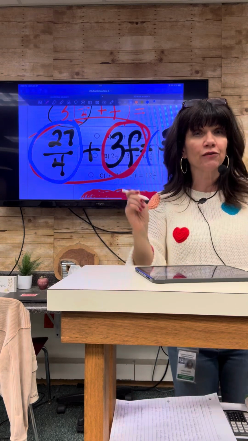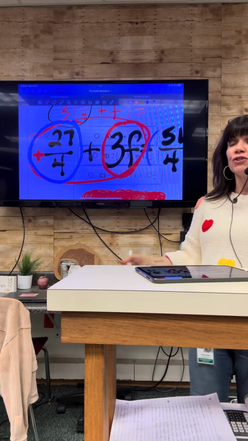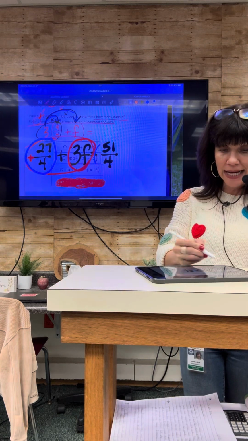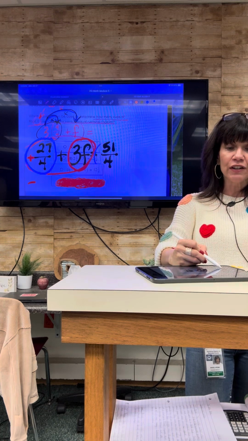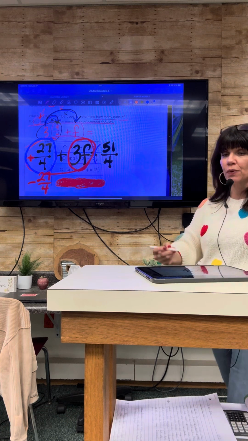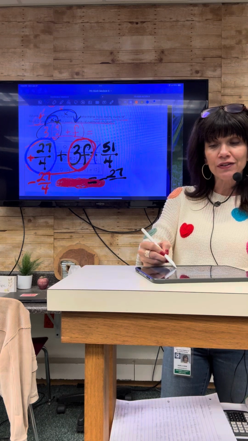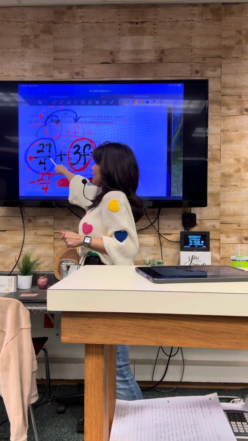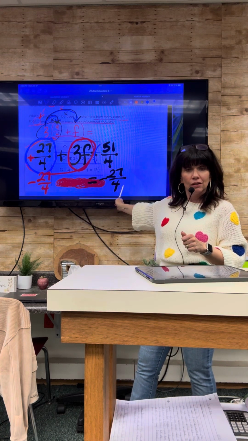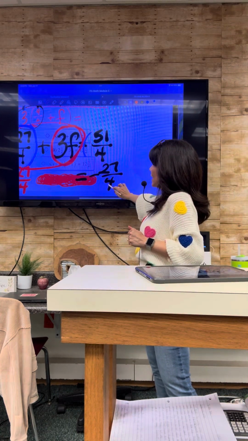All right, now look in front of 27/4. Is it a positive 27/4 or a negative? Positive. And do the inverse operation, which is what? So minus what? 27/4. Write that now, please. And then underneath 51/4, what do we also need to do? Minus 27/4. Remember, when you subtract 27/4 over here, do that on both sides. Are you with me? Okay.